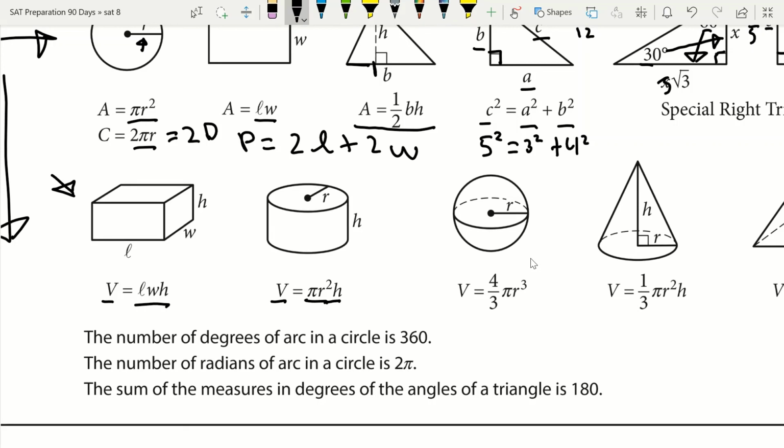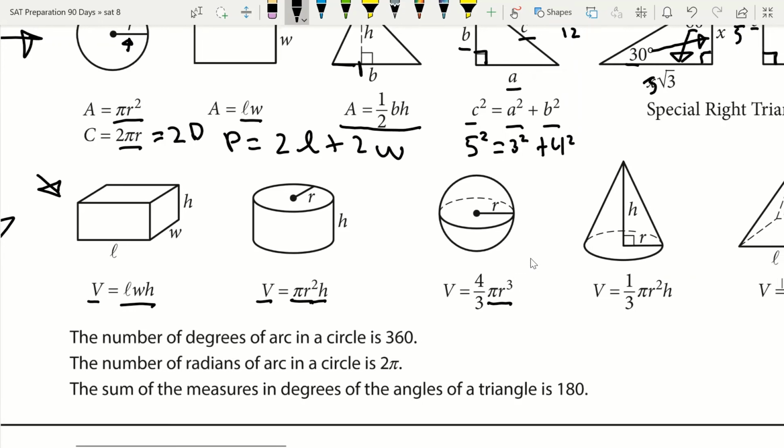Okay, so that's the formula for the volume of a cylinder. Now what about the volume of a sphere? The volume of a sphere, pay attention here. It's going to be pi r to the third power. You've got to pay attention to the fact that it's r to the third power there. That's something that could trip people up because they might just think pi r squared. Well, when you're doing volume of a sphere, it's going to be pi r cubed times 4/3.